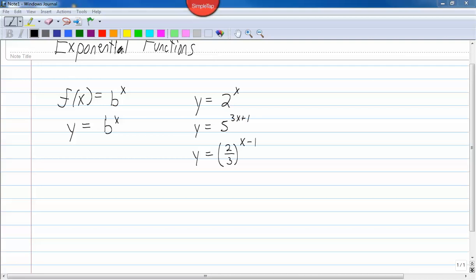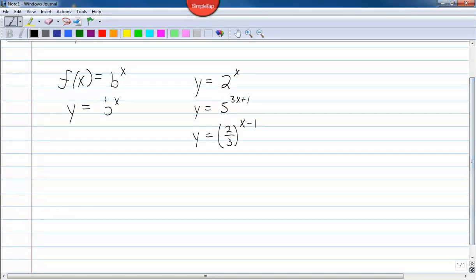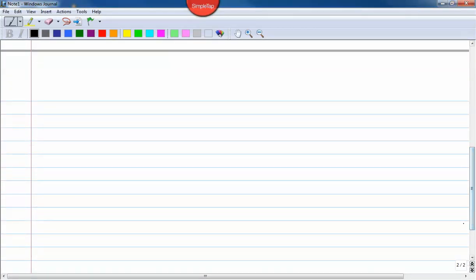Now, we can graph exponential functions. We just have to be careful so that we pick x values that give us points on our graph that would be easy to graph. So for example, let's say that I wanted to graph y equals 3 to the x power.